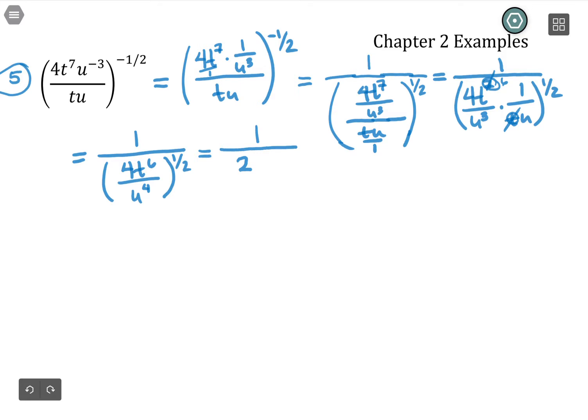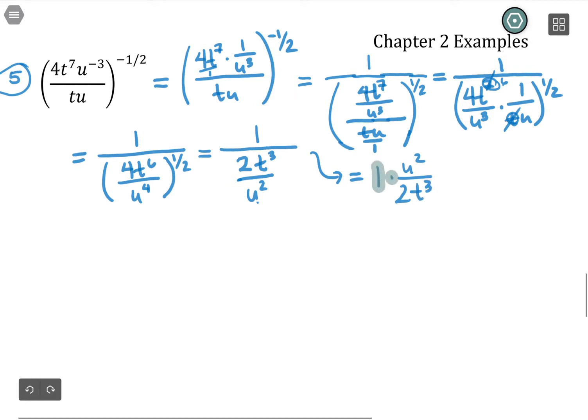We're going to raise t to the 6 to the 1/2. Remember, when you have a power and you raise it to another power, you multiply. So that's t to the 6 times 1/2, which is t to the 3rd. On the bottom, we have u to the 4th to the 1/2, which is u to the 4 times 1/2, u squared. So now we go back to our multiply by the reciprocal, and we have u squared over 2t cubed times 1, and we certainly don't need to write in that 1, so I'm just going to get rid of it, and that is our answer. I don't think that was anything too terrible.